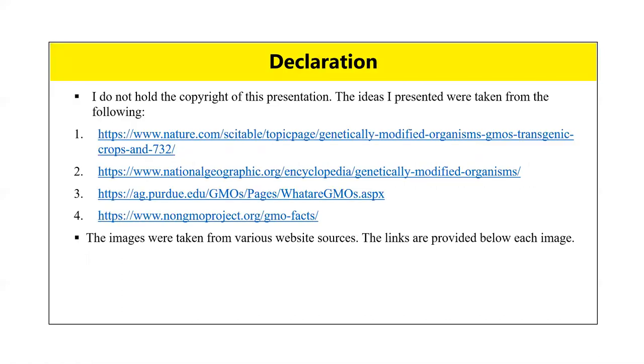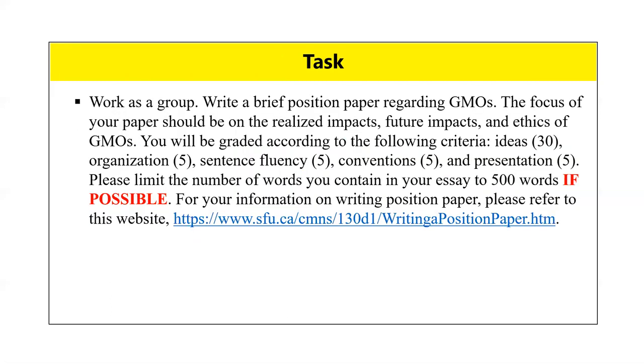These are the sources of the ideas I have. And your task for this one is to write a brief position paper regarding GMOs. The focus of your paper should be on the realized impacts, future impacts, and ethics of GMOs. You'll be graded on the following criteria: ideas 30 points, organization 5 points, sentence fluency 5 points, conventions 5 points, and presentation 5 points. Please limit your essay to 500 words if possible. For your information on writing a position paper, please refer to this website.